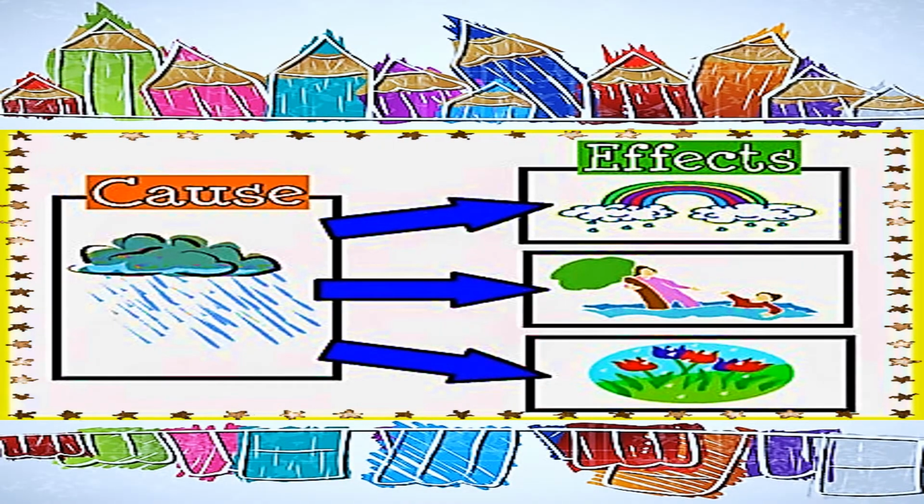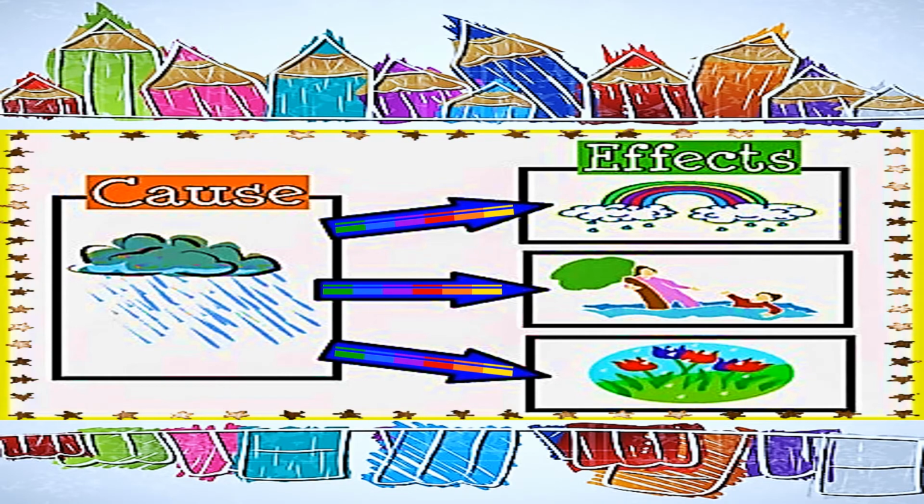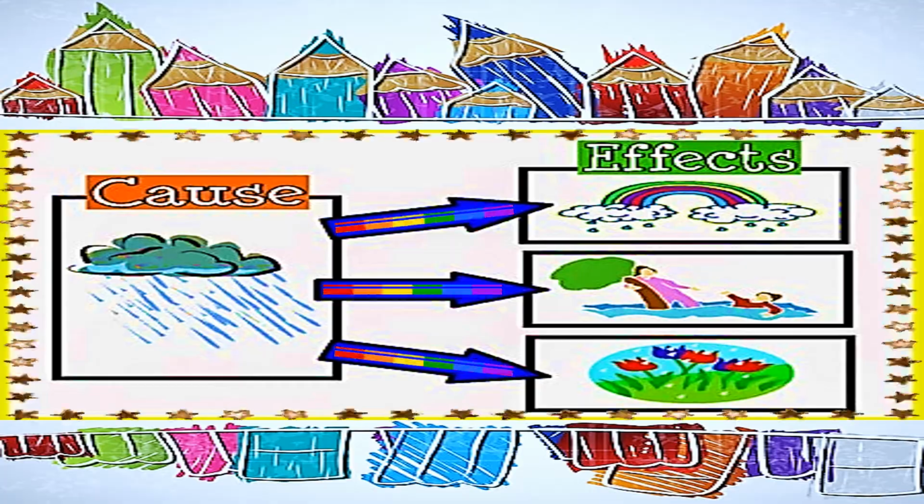Just a simple reminder, you can have 1, 2, 3 or more effects from just one cause. So it doesn't matter which effect you choose, you can have both or all of them based on your cause. Remember that always, grade 2.